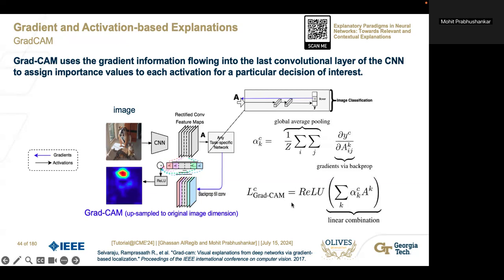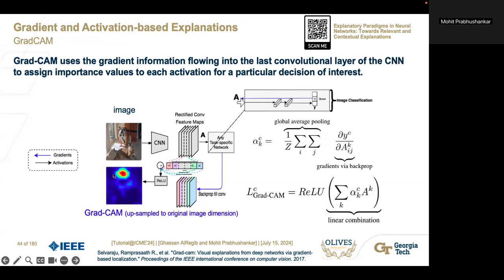ReLU is a rectified linear unit. Anything that is less than 0 becomes a 0. Anything that is positive is kept the same. So this entire thing is GradCam. And the output of this for this dog image is going to look like something at the bottom here.